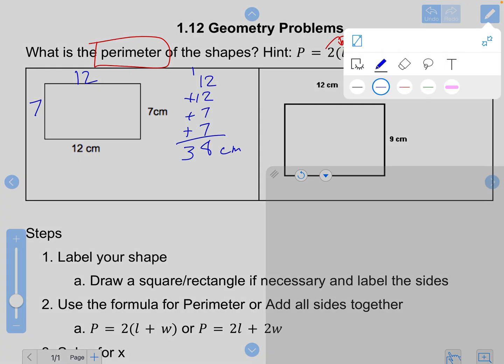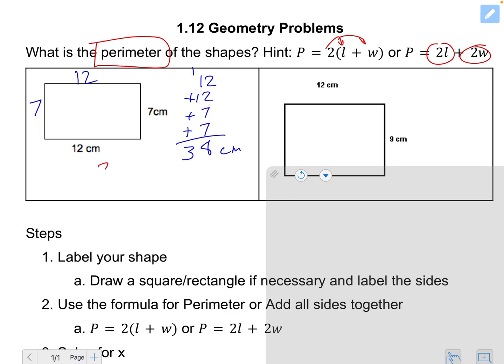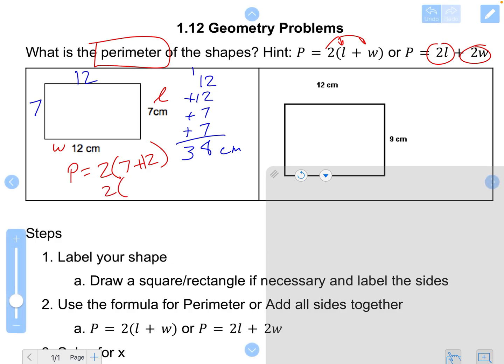Or I can use one of my formulas. 2 times length is 7, width is 12. So 2 times 7 plus 12. So I would go 7 plus 12 and add those together, which is 19. And then I know that 2 times 19 is 38 centimeters.